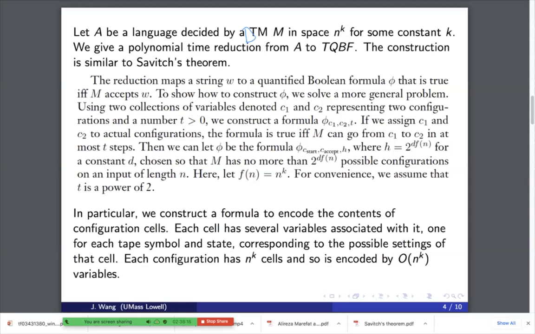Now we're going to construct a polynomial time reduction from A to TQBF. The construction here is actually similar to Savitch's theorem. The reduction maps a string w to a quantified Boolean formula phi, and that is true if and only if M accepts w. So that's what we want this reduction to be.